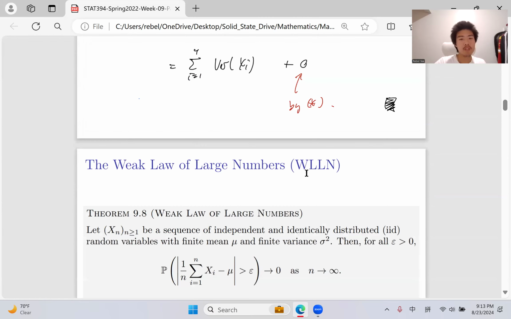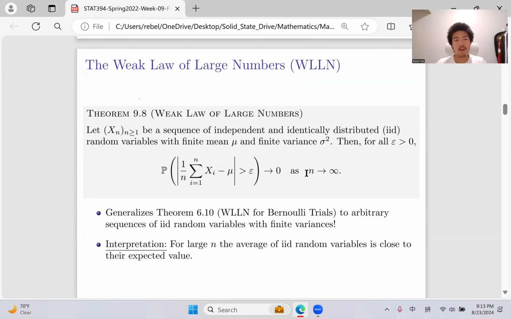Okay. So now we're moving to our next topic, which is called the weak law of large numbers. First, let's introduce its general form. The law of large numbers contains two versions: a strong law of large numbers and a weak law of large numbers. Today we're going to talk about the weak law, which uses less knowledge from probability theory, but with what we have learned before, we can already solve it.